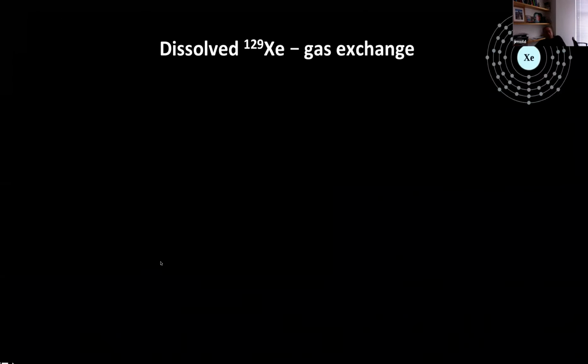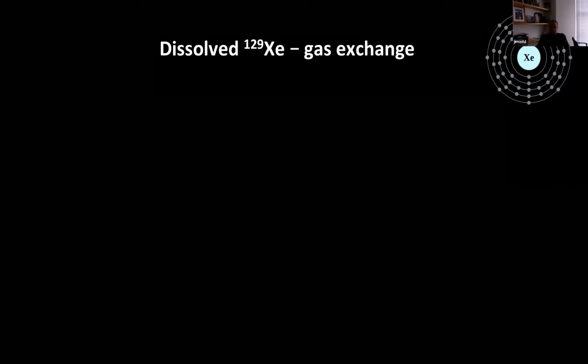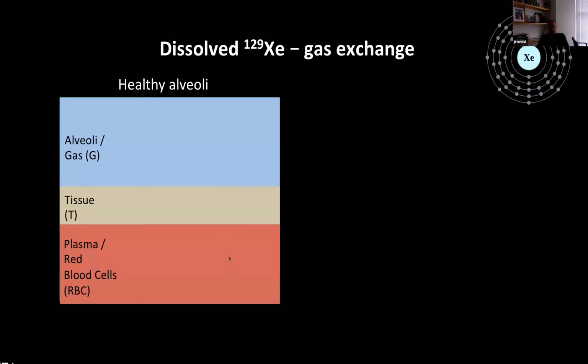And then perhaps most interesting, as I said previously, is the fact we can measure the gas exchange. So here we've got the xenon nucleus, and it's got a large electron cloud. And that electron cloud, depending on the environment the xenon dissolves in, shields the nuclear spin, and we get a shift in the resonant frequency depending on the compartment that the xenon's dissolved in. So it's not a particularly soluble gas, but it does dissolve in tissues and blood.